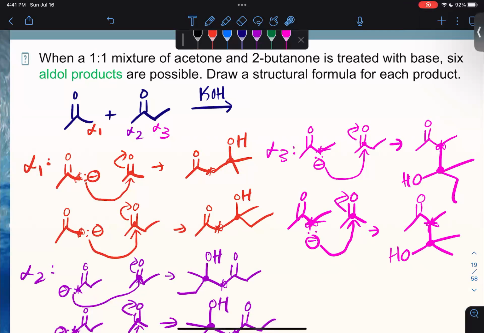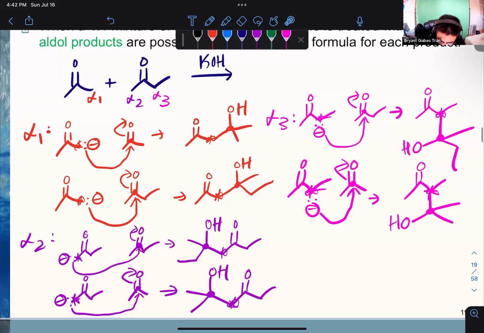For this one, are the alpha products more high yield or are they all the same yield? They're all the same yield. And this is for the Aldol condensation reactions only. I think your professor would want you to draw the full Aldol reaction with the dehydration step.